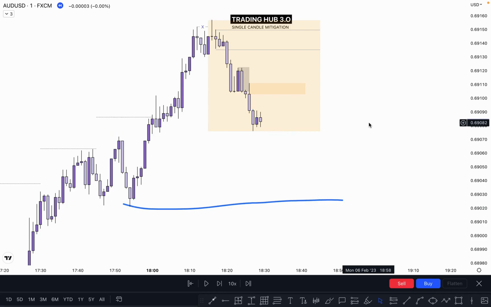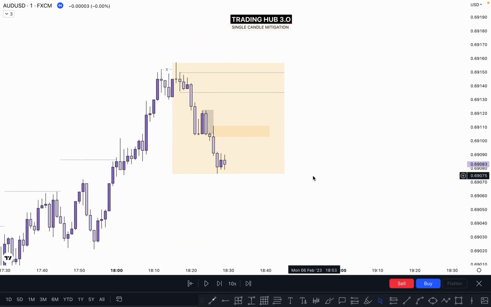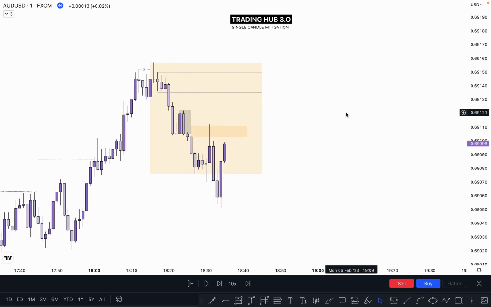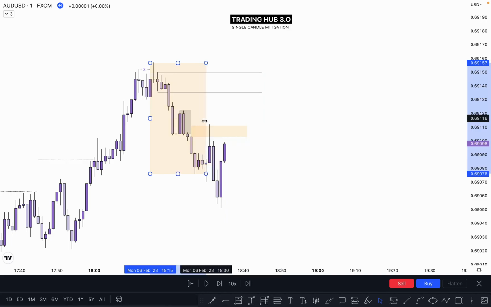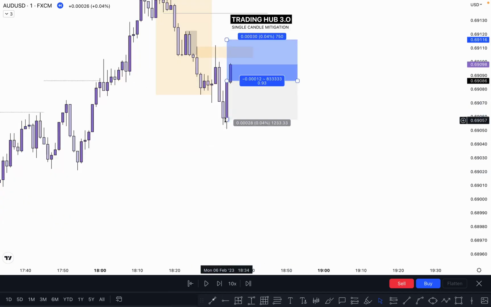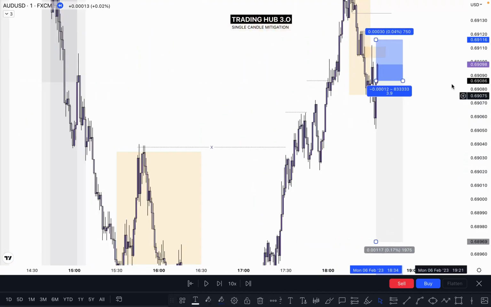Okay, so let's see what happens next after this one. You have to wait for it to mitigate this one. The first one is here. Okay, look at this one. The market has taken out the liquidity here, right? So how can you deal with it at this time? Simply you can put the sell limit here and the stop loss just above it, and target the major 15-minute low, which is here.